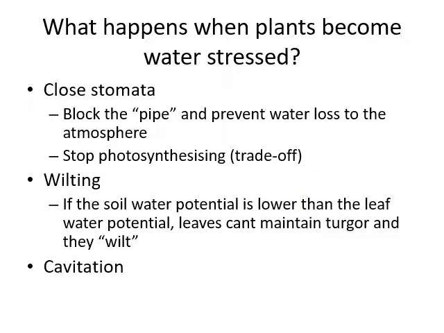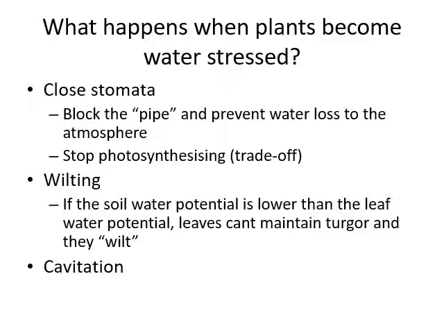All right, so water is important for ecosystems, and I've shown you how most ecosystems become water stressed at some point. So what happens when plants become water stressed? The first thing that plants will do is close their stomata. That's a mechanism to block the pipe and prevent water loss to the atmosphere. What happens when that happens? They stop photosynthesizing, so there's a trade-off between preventing water loss and growth.